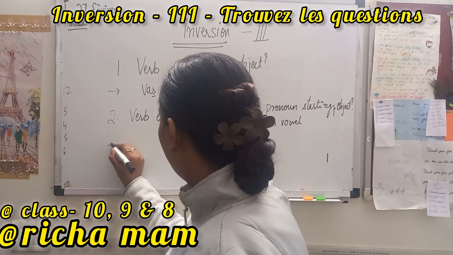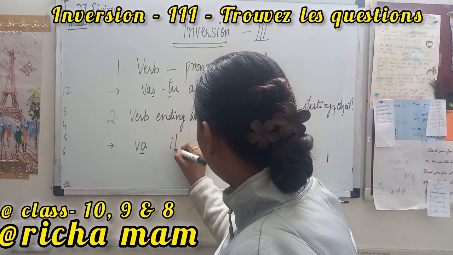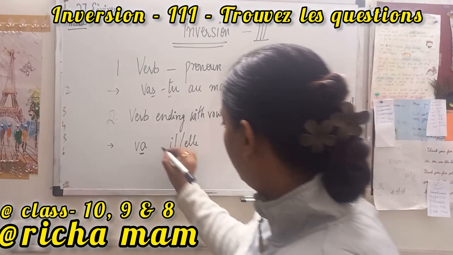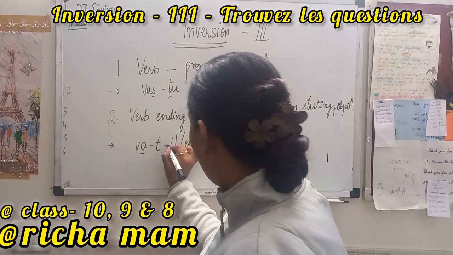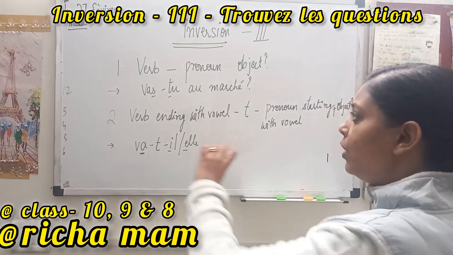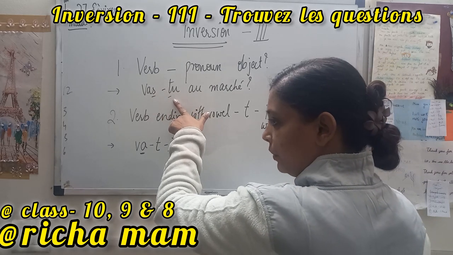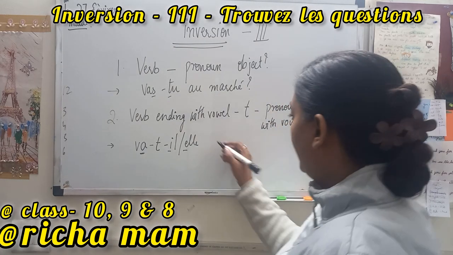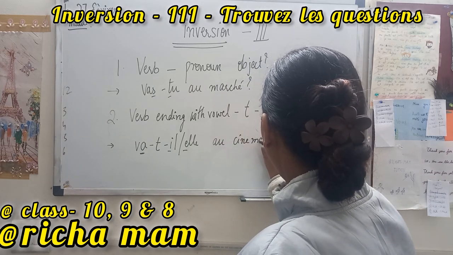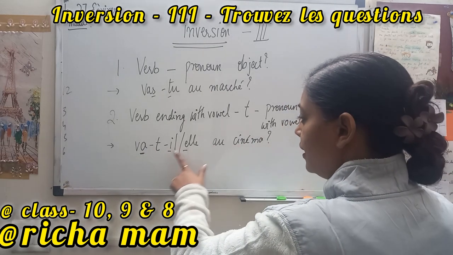So the verb ending with va is ending with a vowel, then il or elle, which start with a vowel, so in between I will put a T. Now, ma'am, how will I know this is right? You will know because the impression in your mind will always analyze whether the ending word is a vowel and whether the starting word is a vowel. Then I will do this, and then cinéma. Is she going to cinema? Yeah, is he going to cinema?